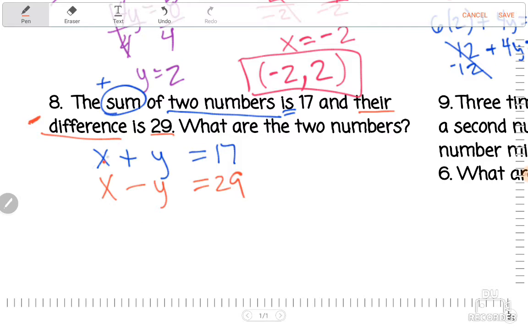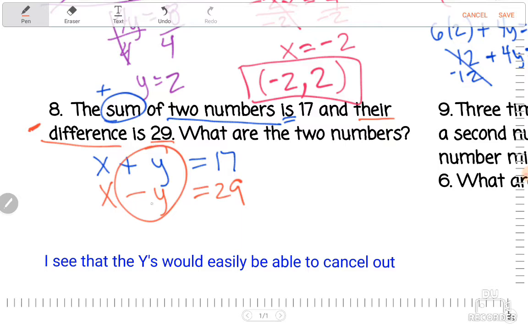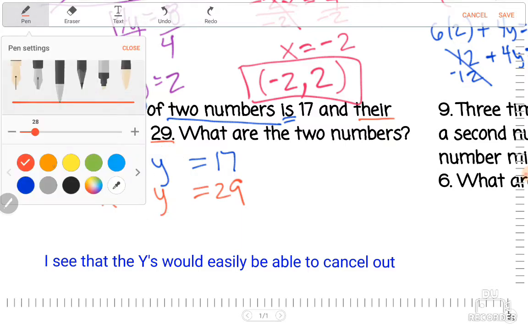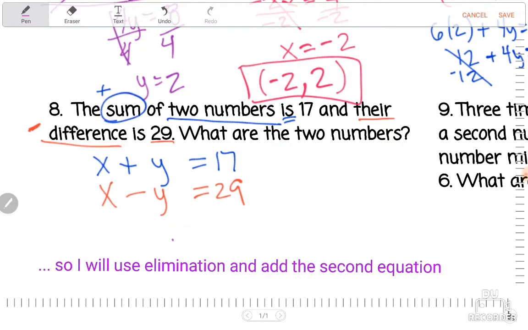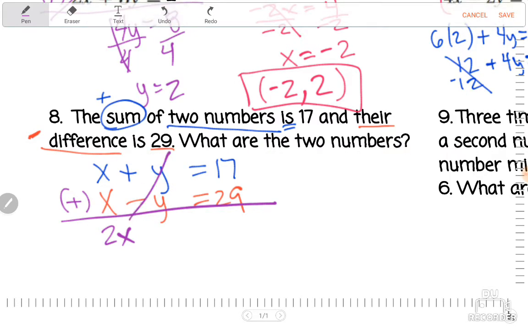You could also use A and B or M and N, whatever your favorite two letters are. Okay, I see that I have y's that are opposites. So if I want to use elimination, that might be a good method here because I can just add the equations. X plus x gives me 2x, and then the positive y plus negative y is going to give me 0y, right? Or they just cancel.